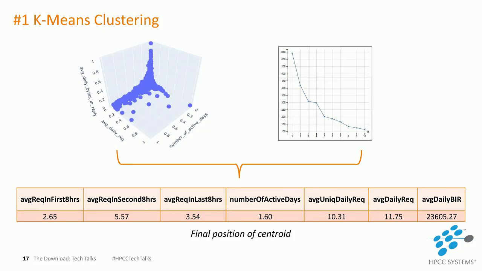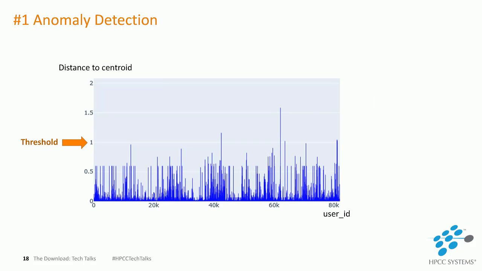Having the final position of our centroid, now we have to use this to detect potential abnormal users. To do that, we basically try to find the distances of all the data points, or all the users, to our centroid. We did this and got the following graph. On the x-axis, we have the user IDs, and on the y-axis, we have the distance to the centroid. So now we have the distance of each user to the centroid, and using this graph, we set a threshold above which we will consider a user being abnormal.